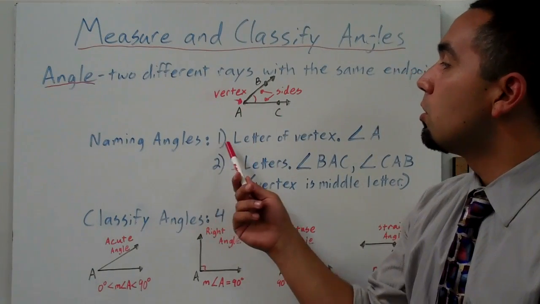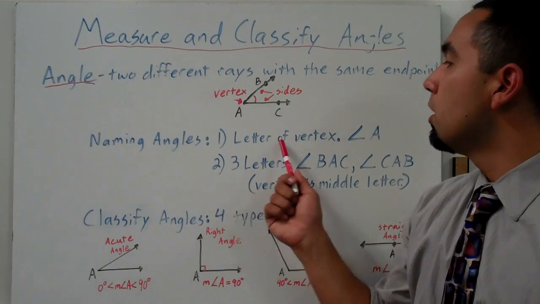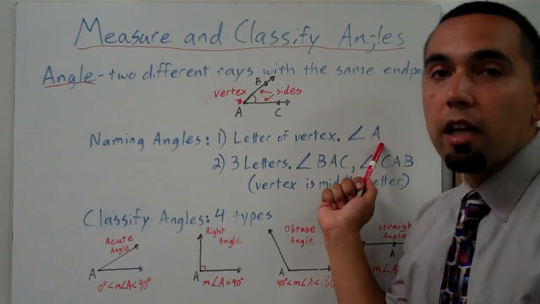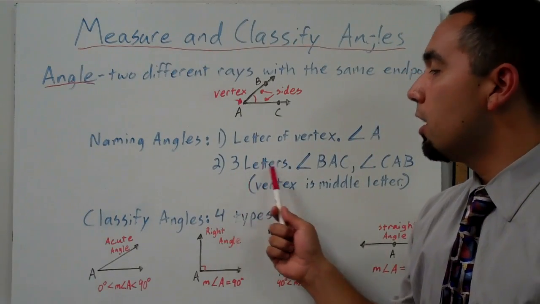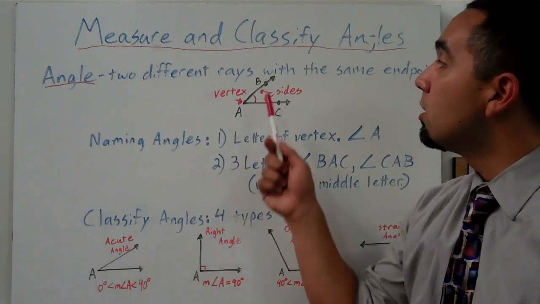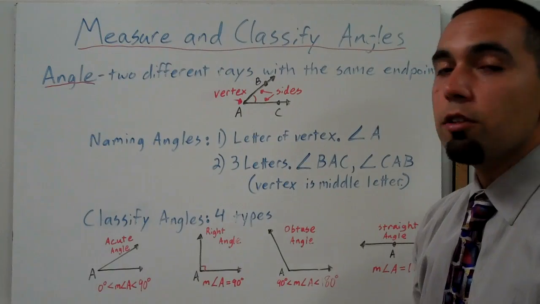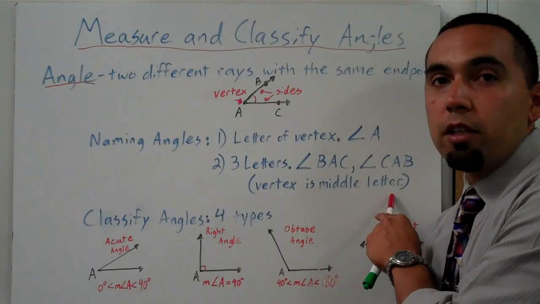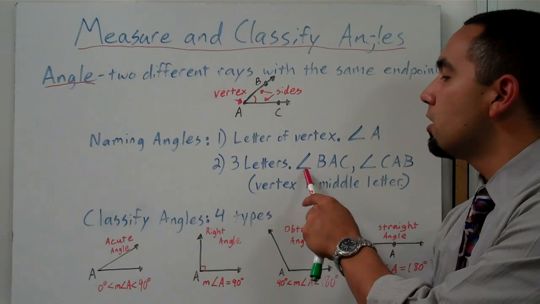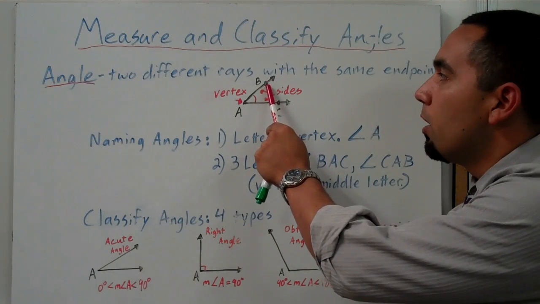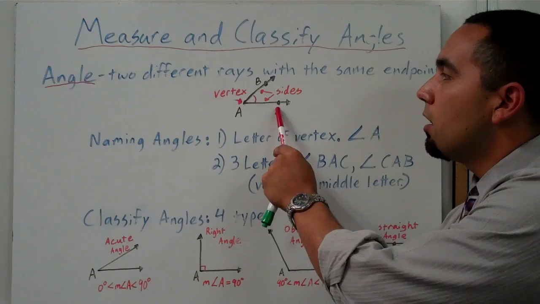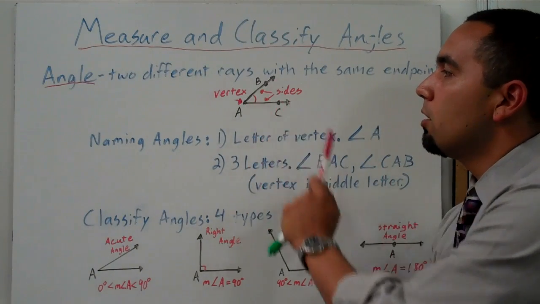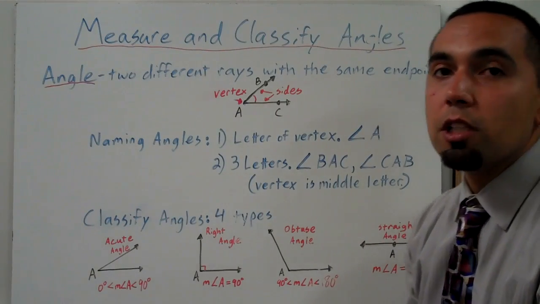So there's two different ways to name an angle. The first one is the letter of the vertex. As long as you only have one angle here, I can easily call this angle A. The second way is with three letters. Since we have 3 points on our rays, we can use any 3 points. The only thing is that the vertex has to be the middle letter when we name it. So I'm going to call this angle BAC. We start at one end, go to B, then A, then C, but we can also call it angle CAB. So order doesn't matter, but A, the vertex, must be in the middle.